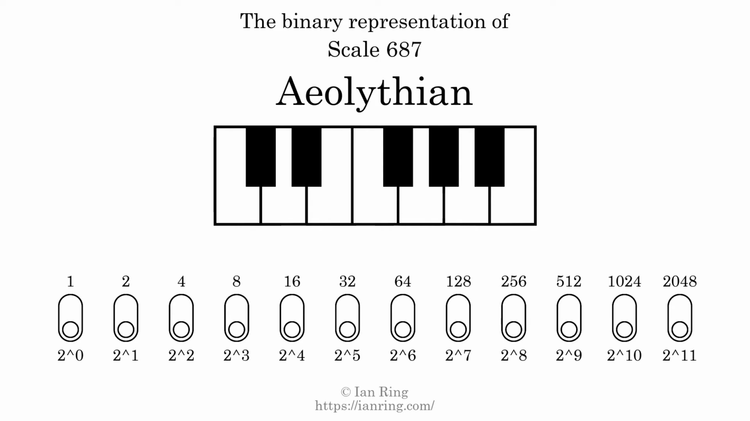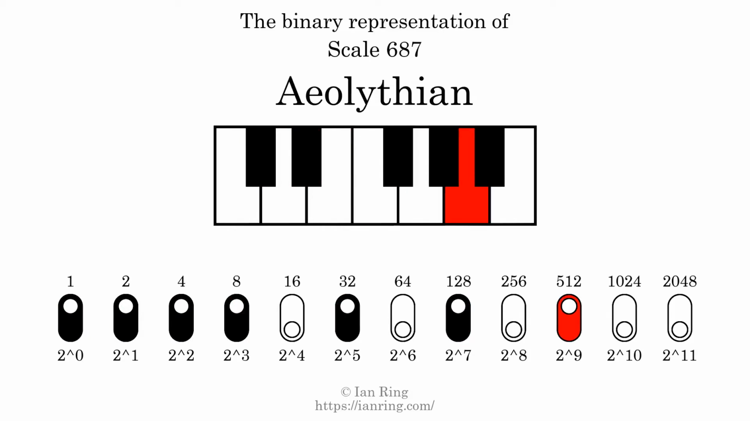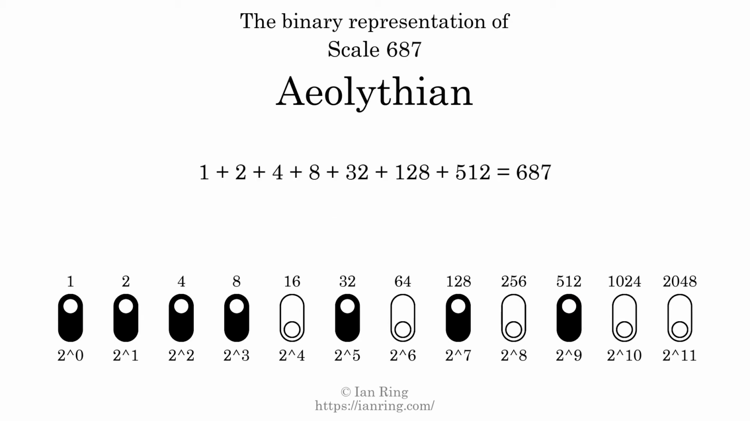The binary representation of this scale is determined by mapping tones of the scale to binary digits. Each binary digit represents a power of 2. To get the scale number, we add the powers of 2 together. The powers of 2 that are present in the scale, all added together, equals 687. That is why the scale number, in decimal, is 687.